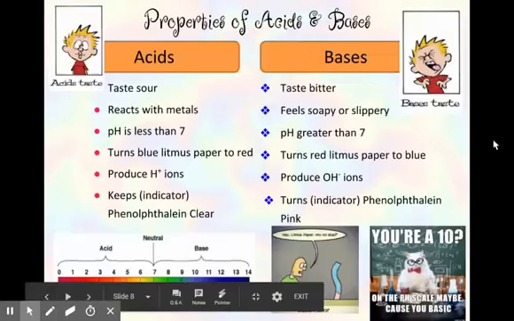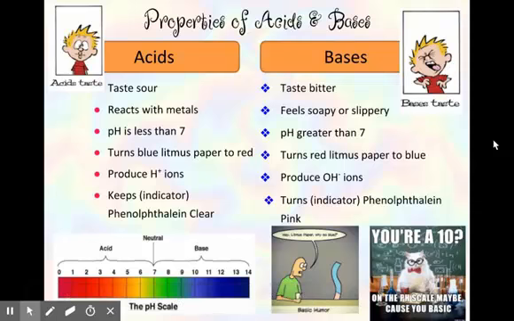So what are some properties of our different acids and bases? So acids are going to have a sour taste to them. So if you've ever had a lemon or an orange, it has that sour taste to it. They're going to react with a metal.